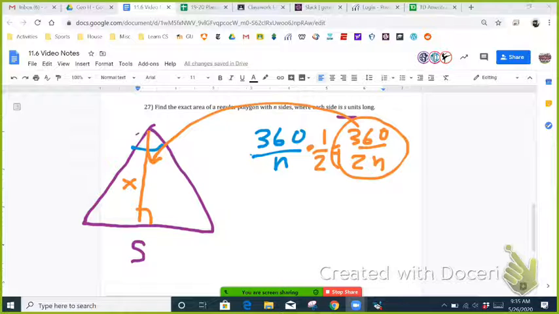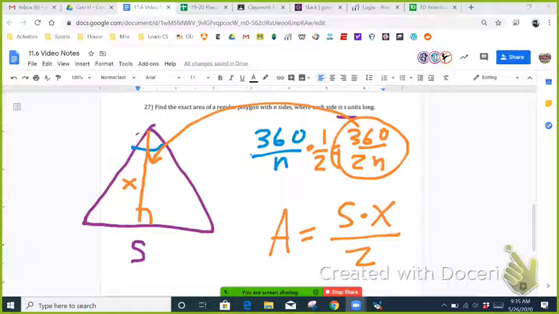360 over 2n. So right now, the area of this entire hexagon is going to be s times x divided by 2, which is the area of one of the triangles, times n, which is the number of triangles. So all we have to do now is figure out what x is. So we're going to use SOHCAHTOA.